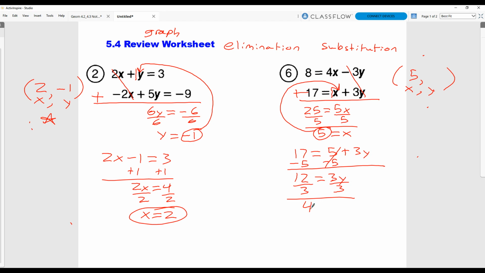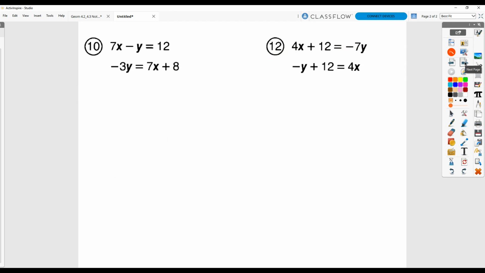We do that, and we end up with 4 for y. So there is your y value. You'll run into a few problems like 6 where they're going to be written backwards, but you can still solve them and work them out. Let's take a look at a couple more, and we'll see what it would take to get those set up. I always try to use elimination, so I'm going to see if I can get them set up for elimination to be able to solve them.